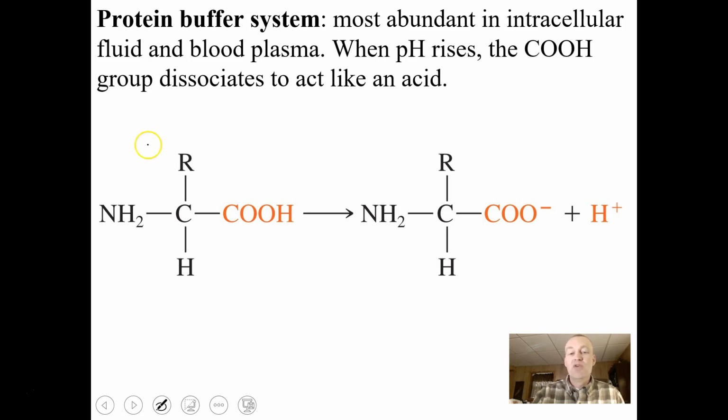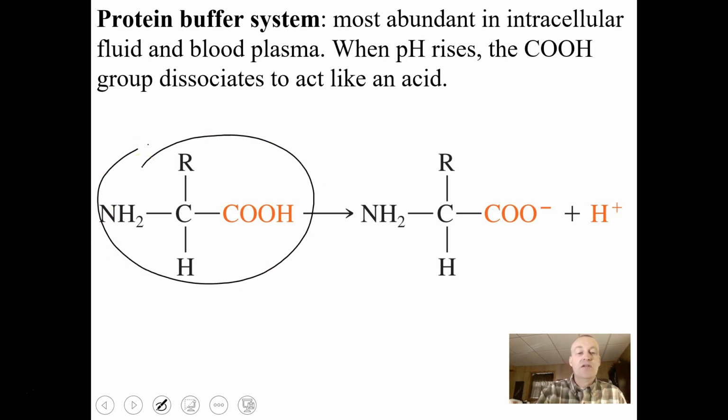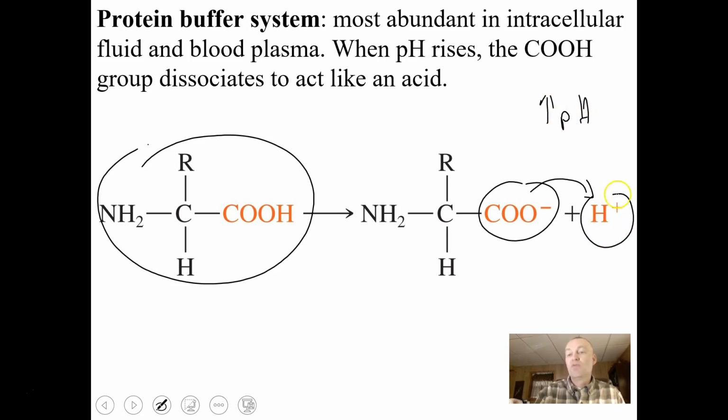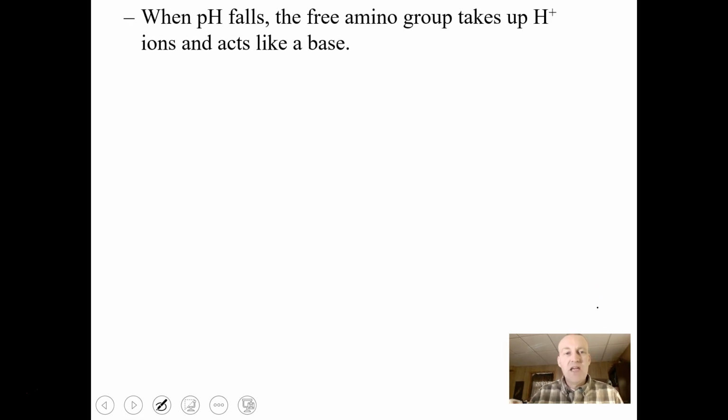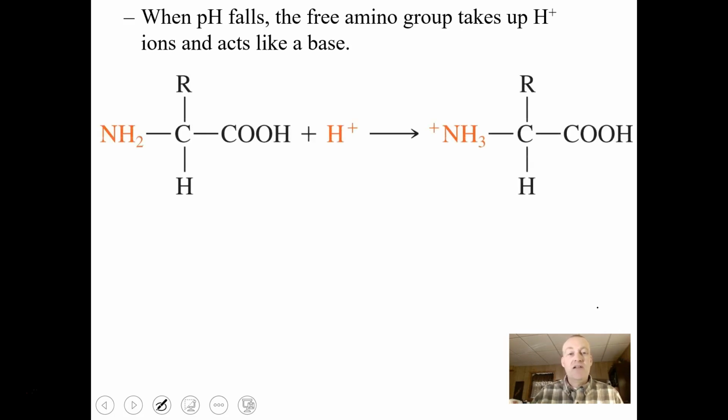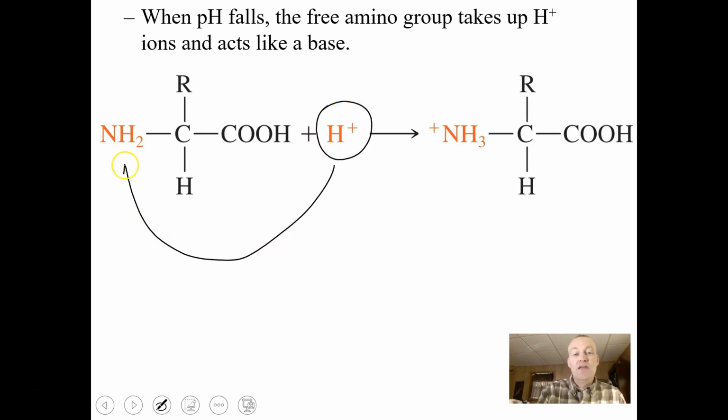And so you can see here, here's the amino acid, and here's the carboxyl group releasing a hydrogen ion, so that with a rise in pH, when you release a lot of hydrogen ions, that's going to decrease the pH to become more acidic. When pH falls, the free amino group will take up hydrogen ions and act like a base. So the flip side will occur. If you have a lot of hydrogen ions, the amino group will absorb those and attach to those, take them out of circulation, and thus help to buffer the pH.